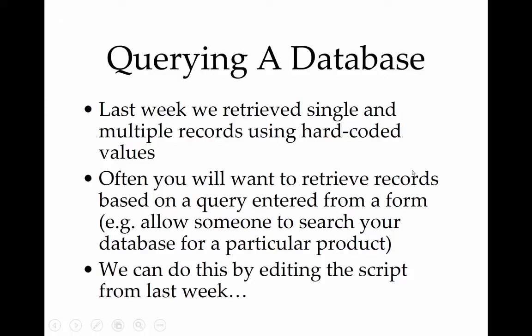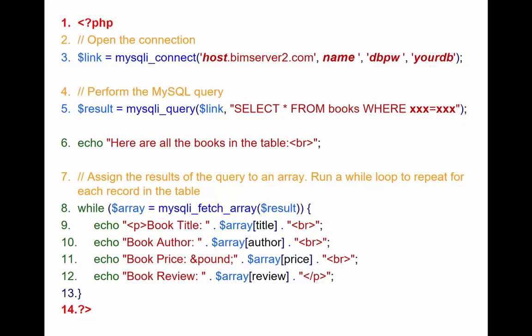Okay, querying a database. So now we know how to put information into the database. And last time we looked at how to get one record or all the records out. But sometimes we want specific books. Let's say I want all the J.K. Rowling books. I can query the database. I can ask the database a question. How does that work?